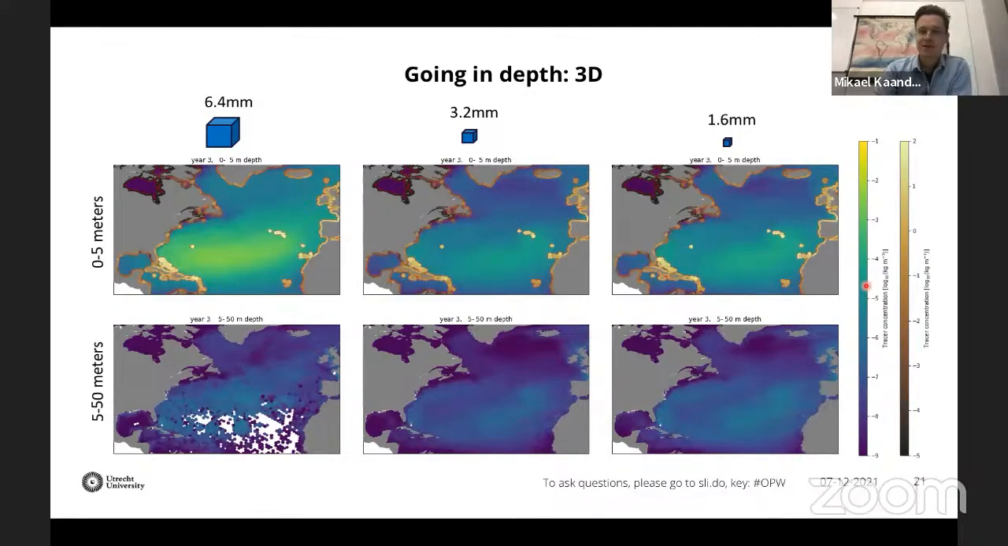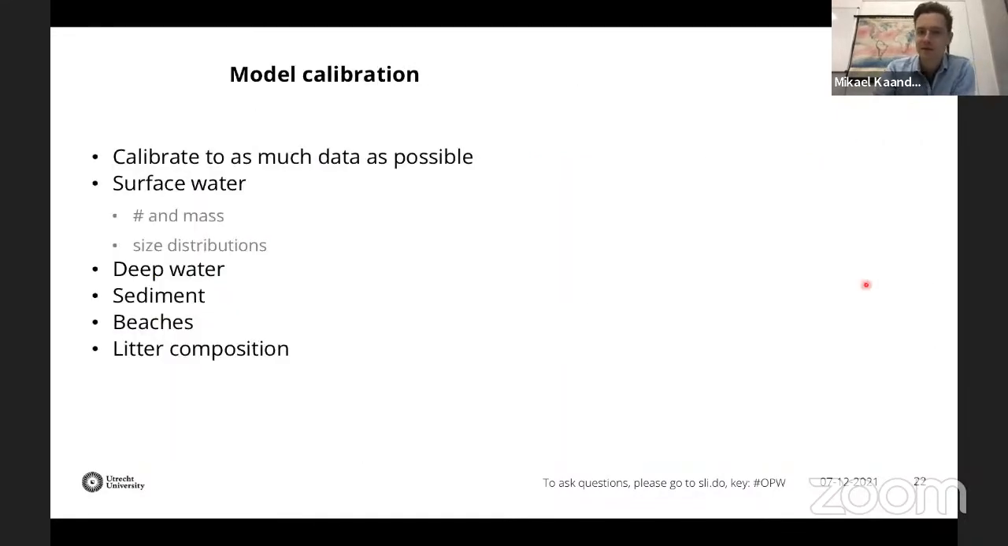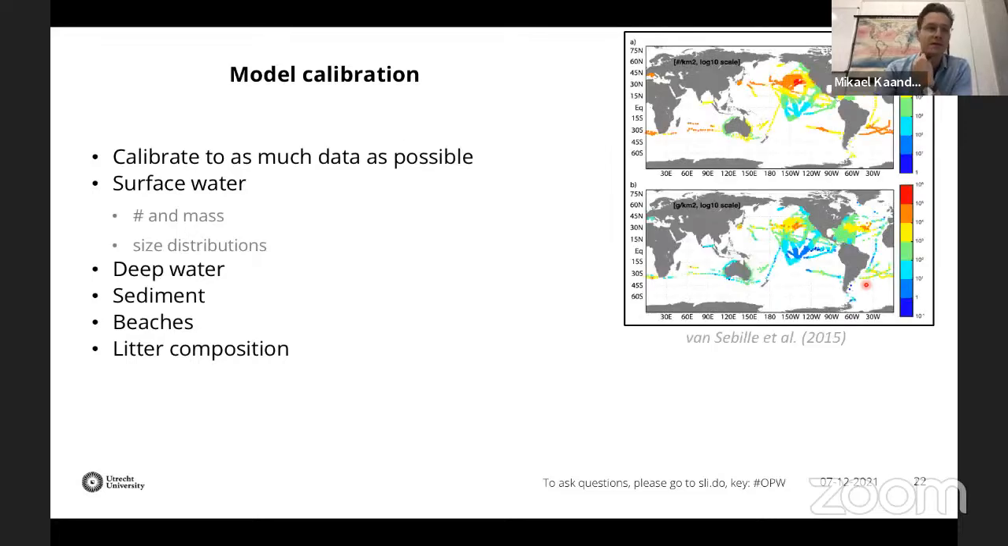So this is still very much work in progress, like I said. The next step is calibrating this model, which is still to be done. So the goal is, of course, to calibrate this model to as much data as possible. First of all, we want to calibrate the model against observations in surface water, just like for the Mediterranean project. So for the surface water, we have measurements both in terms of amounts per square kilometer and mass per square kilometer.